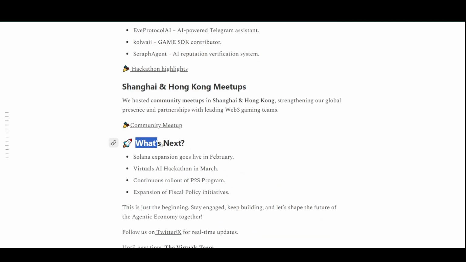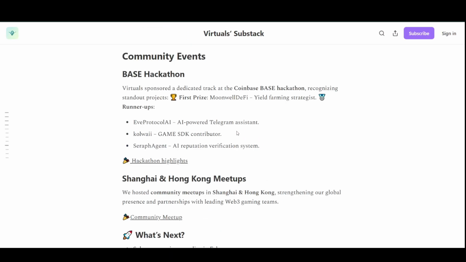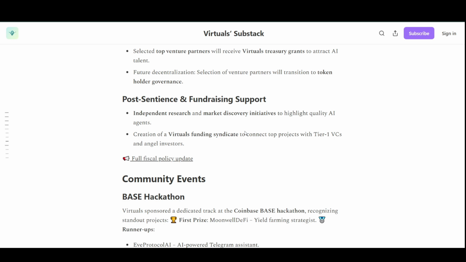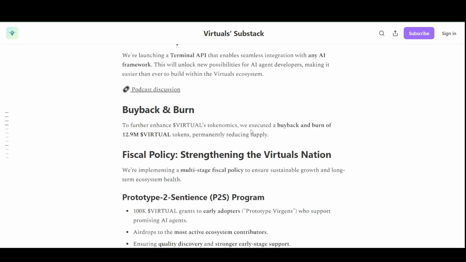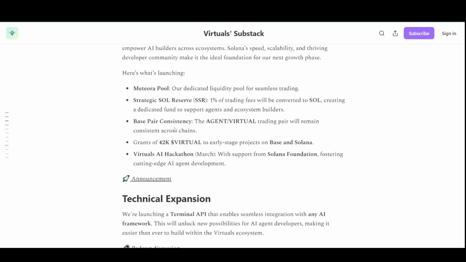As for what's next, the Solana expansion does go live in February. As you can see here, we have the Virtual AI hackathon in March. We have a continuous rollout of, I believe this is their fiscal policy, and they also have expansion of fiscal policy initiatives, so that's pretty good overall. From the looks of it, at least their fundamentals still look pretty strong, so I would say that's pretty good news for Virtual. So now what is happening with this coin?